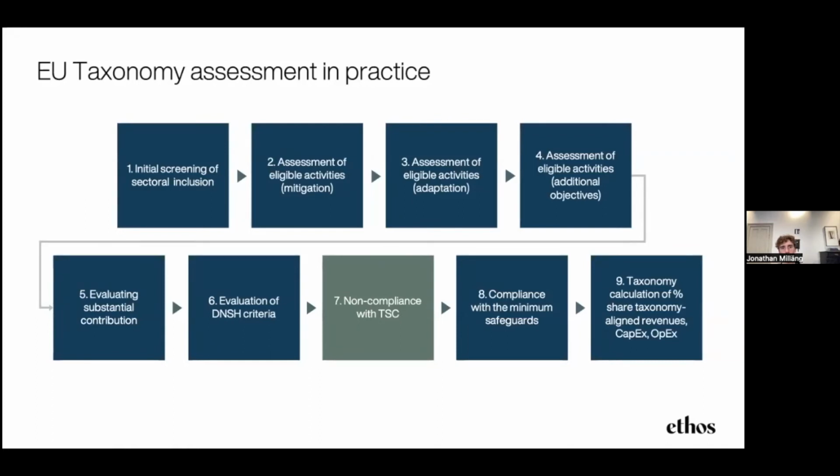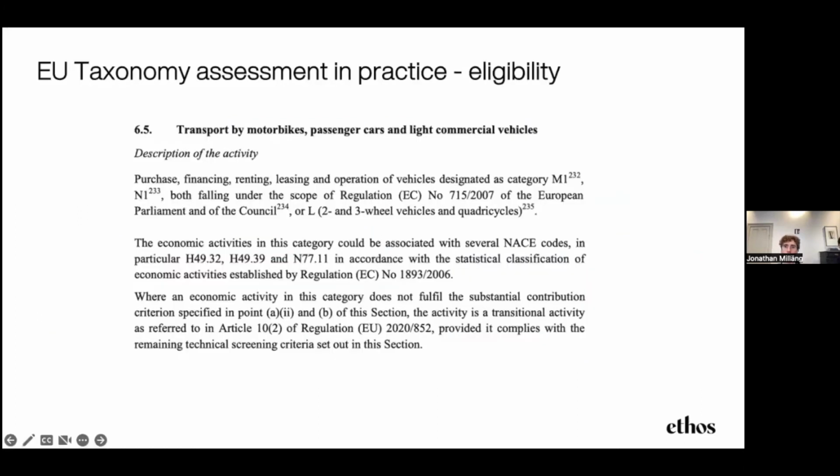And I need a new slide. I brought one example here. So when we go into the delegated act for climate change mitigation, we have one activity here, 6.5, transport by motorbikes, passenger cars, and light commercial vehicles. The first thing that's always presented is the description of the activity, and it's the description that you have to assess your activity against.